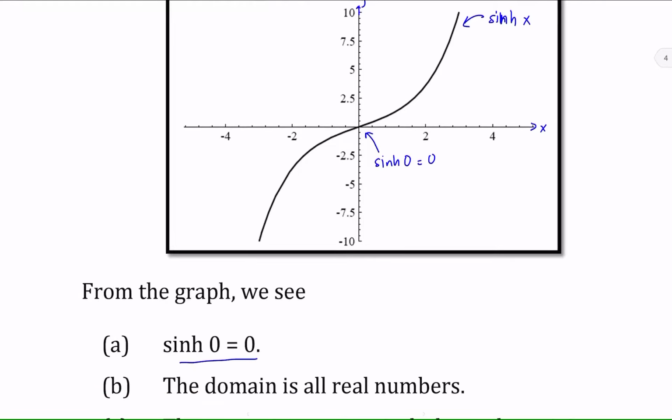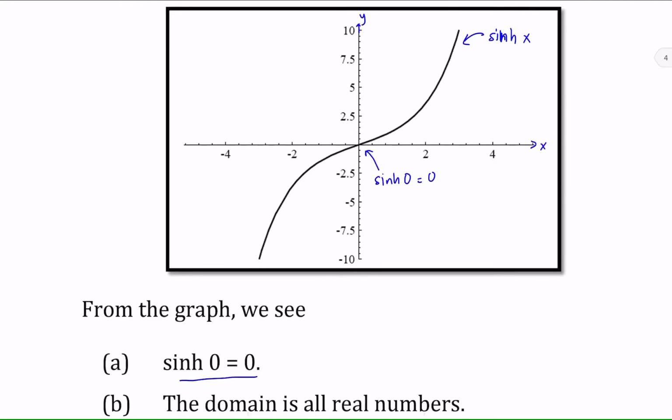Okay, so the domain here is all real numbers. The domain refers to the value of x. So here we know that it is all real numbers. Why? Because the value goes up to infinity here, in negative infinity. And for this side it will go up to positive infinity. So meaning that it is all real numbers.